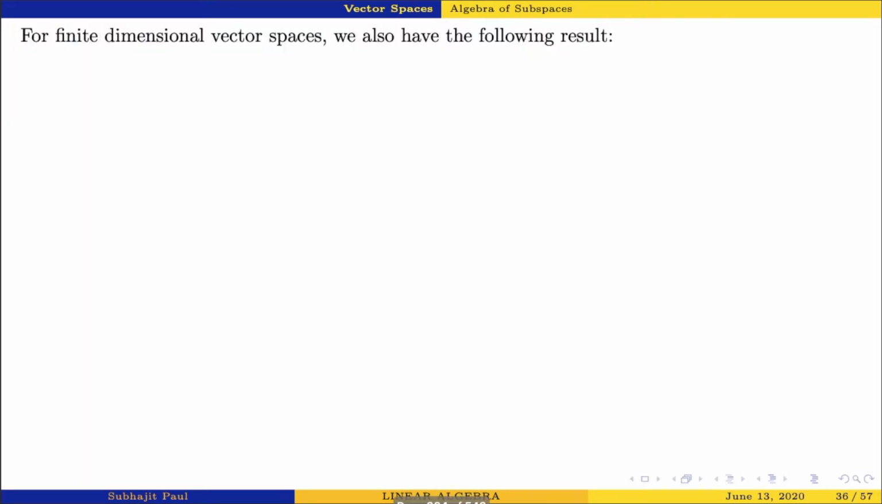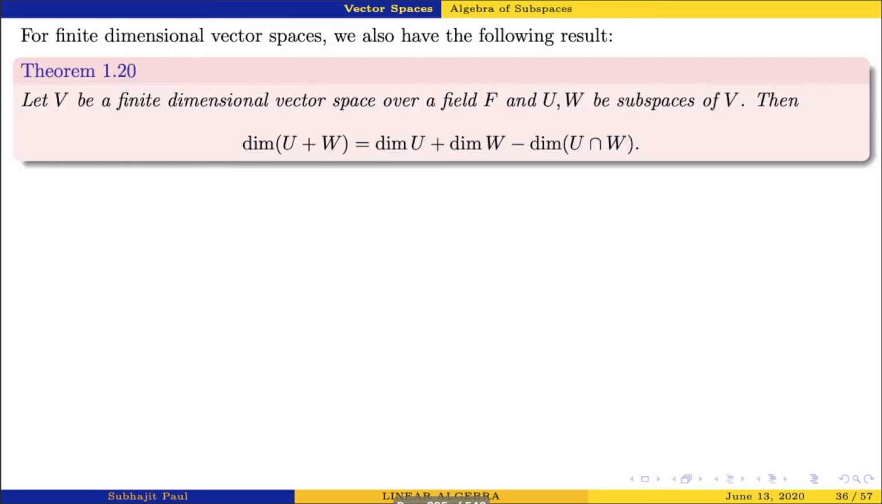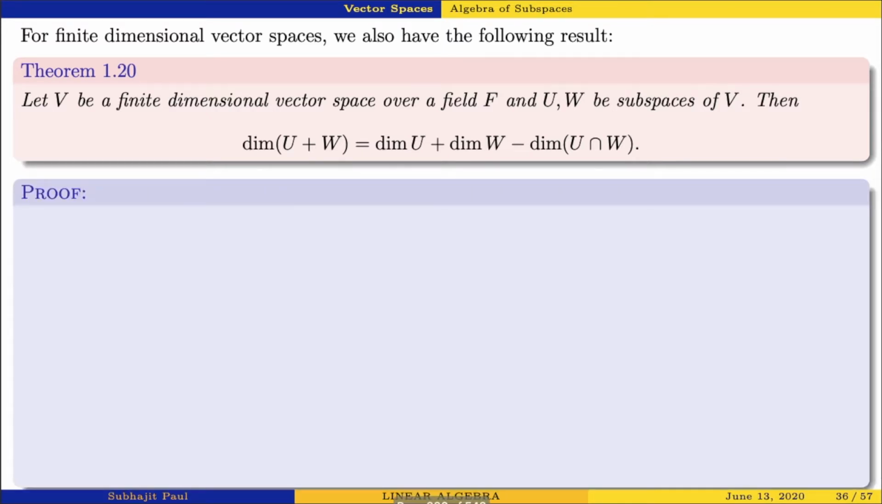Fine. Now, for finite dimensional spaces, we also have the following result. So this theorem says that let V be a finite dimensional vector space over a field F, and U, W are subspaces of V. Then dimension of U plus W is dimension U plus dimension W minus dimension of U intersection W. Remember, intersection of two subspaces is again a subspace, so we can actually talk about dimension of U intersection W. Proof.